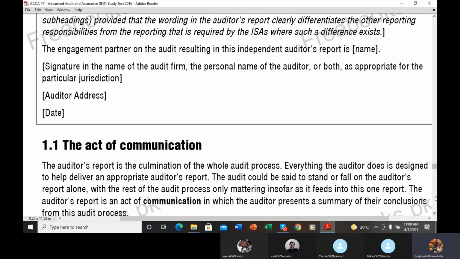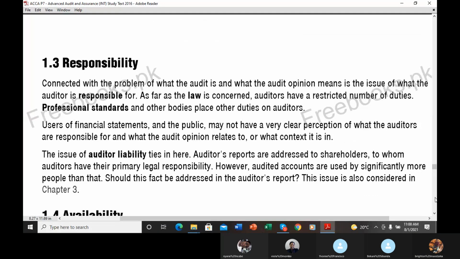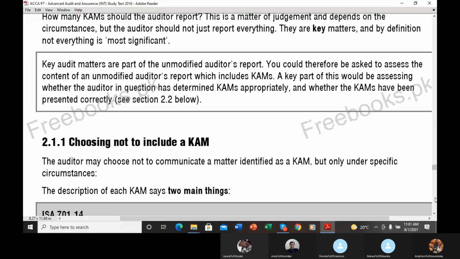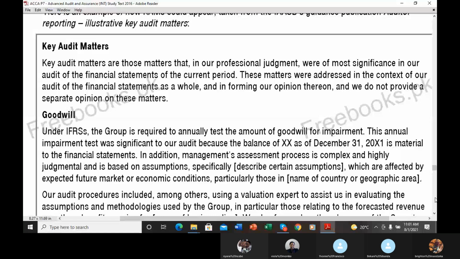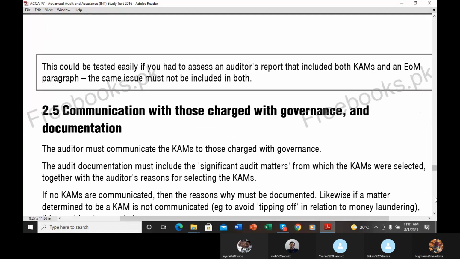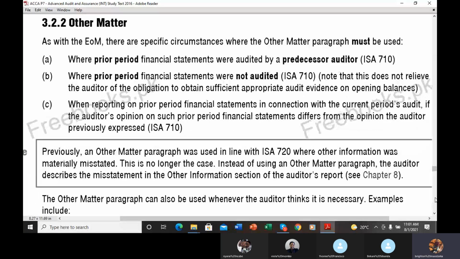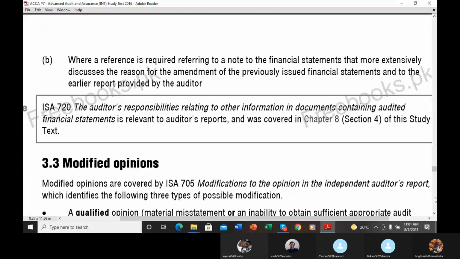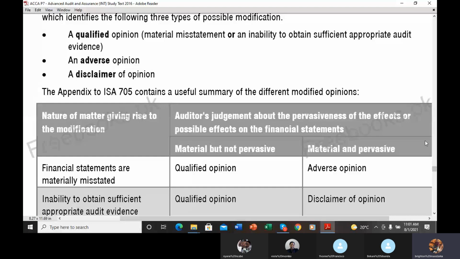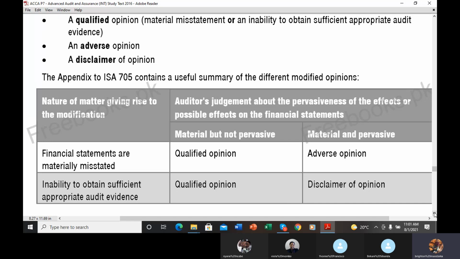So now let us move on to another type of report. Would you have what you call modified opinions? Do you have a qualified opinion report?